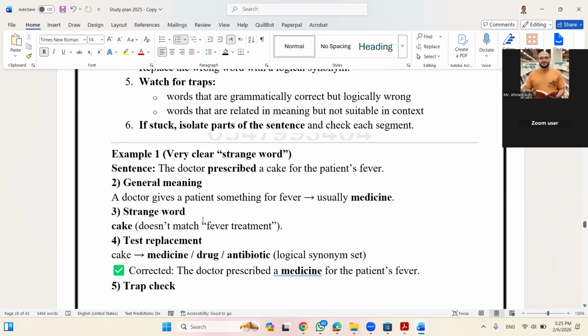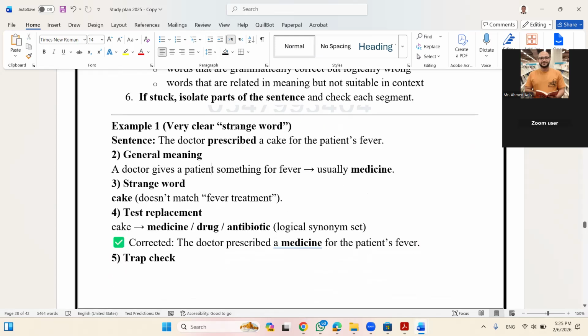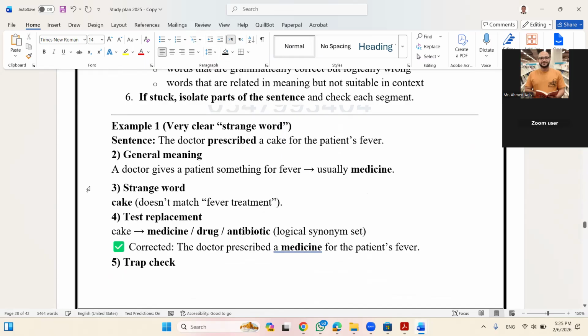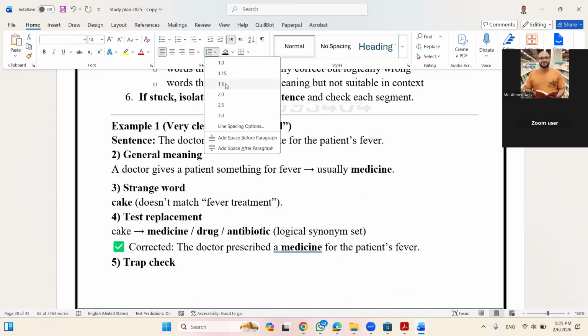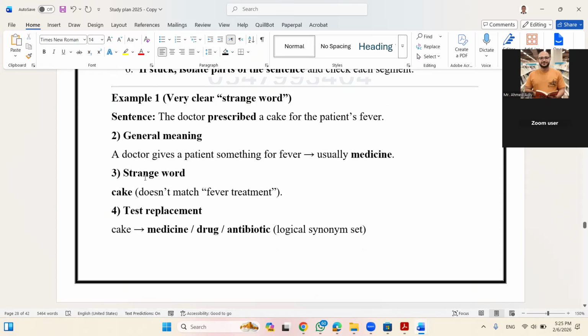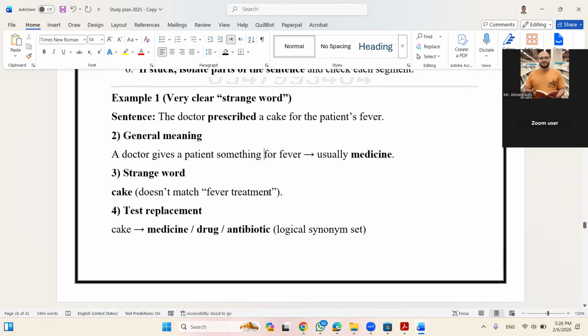Look at this example. This is a practical example in front of your eyes. The doctor prescribed a cake for the patient's fever. So, what is the sentence mainly about? About a doctor prescribing something for a patient. Good, that's wonderful. So, the general meaning is about a doctor giving a prescription to a patient. Okay, which word is strange here? A cake. Cake, perfect. The word cake here does not fit the fever treatment. A cake is not a fever treatment.